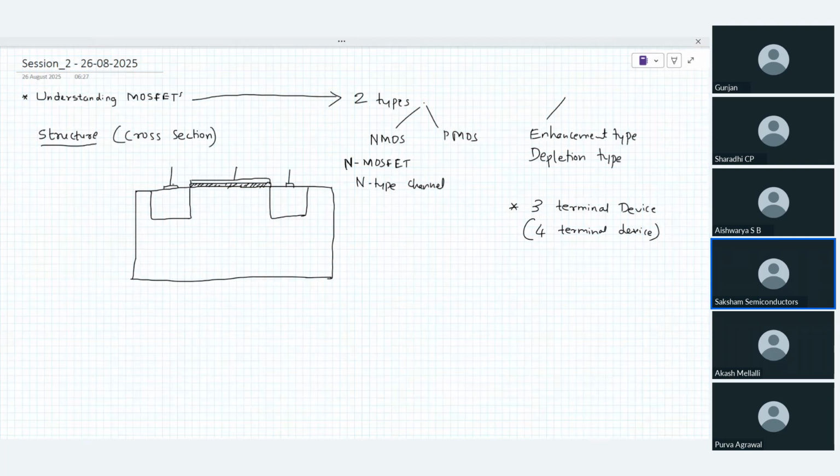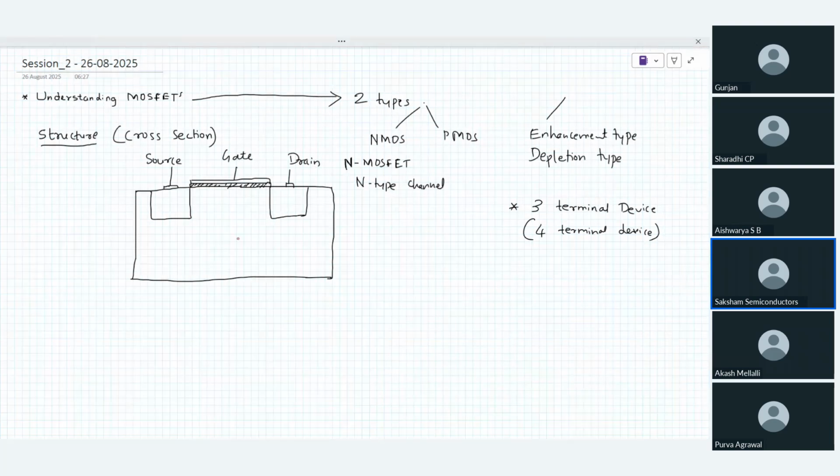So I have this particular terminal. This is basically my metallic connection through which the terminal is extracted. That is basically my source, drain, and this would be my gate. Now, a lot of things to understand over here.